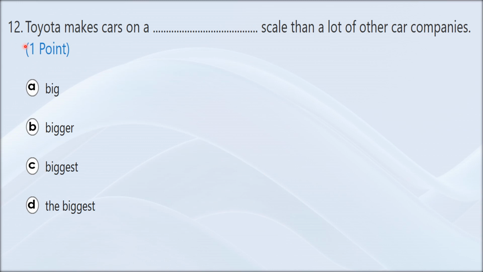Number 12. Toyota makes cars on a scale than a lot of other car companies. On a big scale, a bigger scale, a biggest scale, the biggest scale than a lot of other car companies. Here we are talking about adjectives. We're talking about the comparative and superlative.